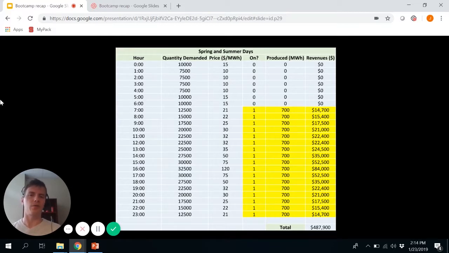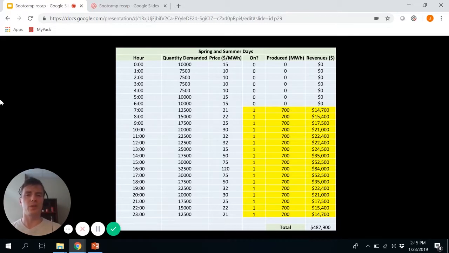We have a couple extra columns here, one for the "on", which is just a binary 1-0 condition describing whether the power plant is on or off. We're assuming that if it's on, it's going to be producing 700 megawatt hours, and if it's off, it's going to be producing nothing. And so those ones and zeros allow us to create a formula in the produced megawatt hours column, where that formula is equal to 700 times whatever the value is in the on column. So if we say 700 times 0, we just get 0 produced megawatt hours. And if we say 700 megawatts times 1, we get 700 megawatts.